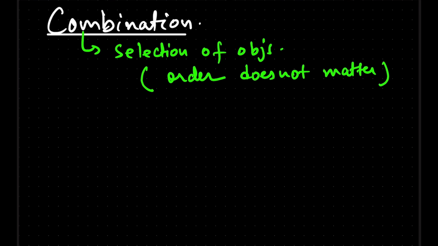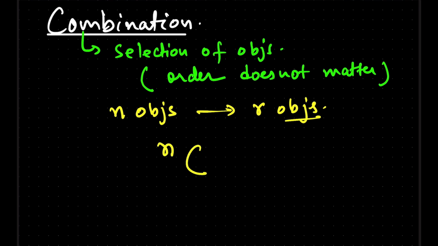So suppose there are n objects and you have to select r objects from it, and you are asked the number of ways of selecting. It will become nCr, where n is the total number of distinct objects, and r is the number of objects to be selected. So then we have nCr ways.